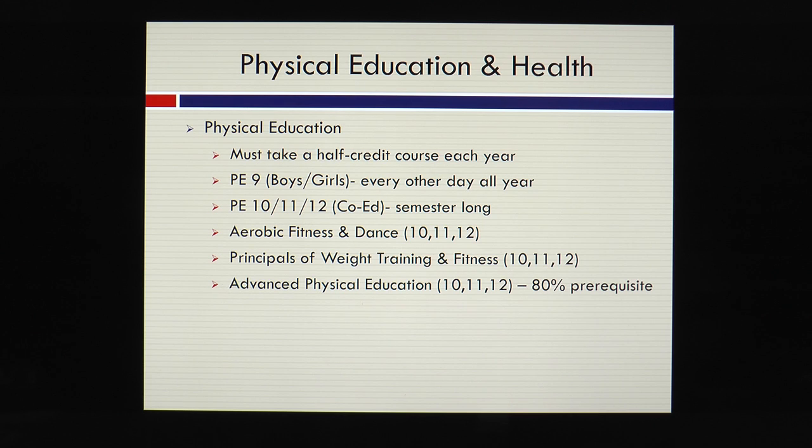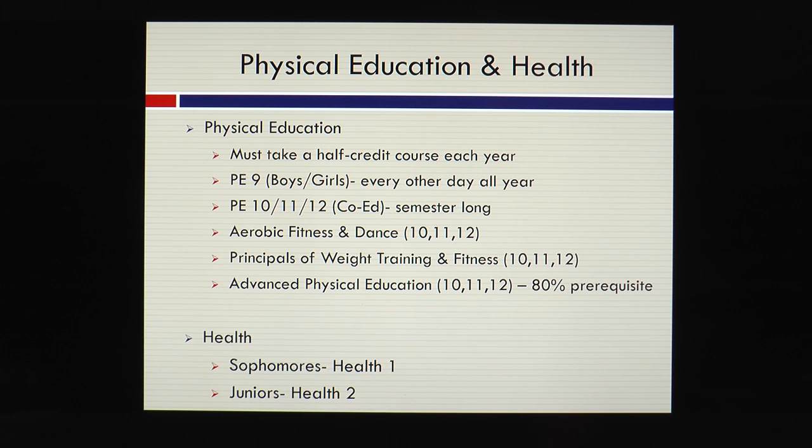Students must take a PE class every year. All freshmen take PE 9, which is a full-year class that meets every other day. The remaining 4 options listed fulfill the annual PE requirement and are open to students in grades 10 through 12. The standard PE class, which is a mixed 10th through 12th grade class, aerobic fitness and dance, and principles of weight training and fitness. Advanced physical education is designed to provide a more intense experience in strength and conditioning to students who have done well with an 80% average in their previous gym class.